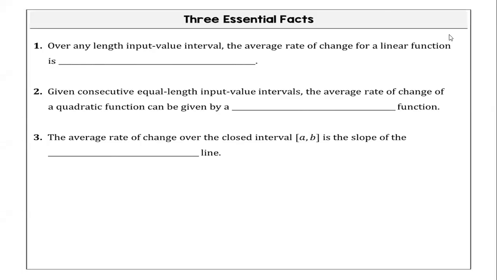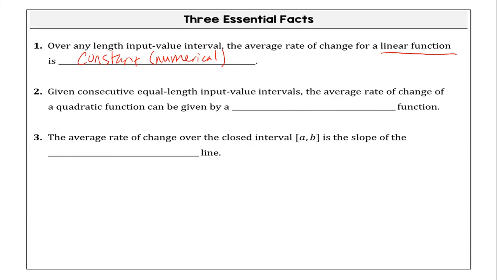So we are talking about 3 essential facts, and our first fact is over any length input value interval, the average rate of change for a linear function is always going to be constant. No matter what, if it is a linear function, it's going to be constant, okay? What constant means is that you're going to get a numerical answer, a numerical value. That's a number. It won't have an X, a variable, just numerical.